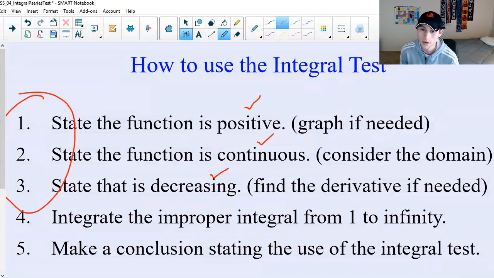Step 4, we'll integrate from 1 to infinity. And step 5, we'll make some sort of conclusion. Oh, hey, the integral diverges, so the series diverges. Or the integral converges, so the series also converges, right? But the point is they both have to do the same thing.